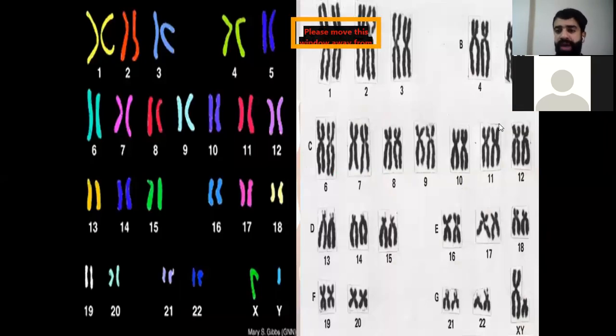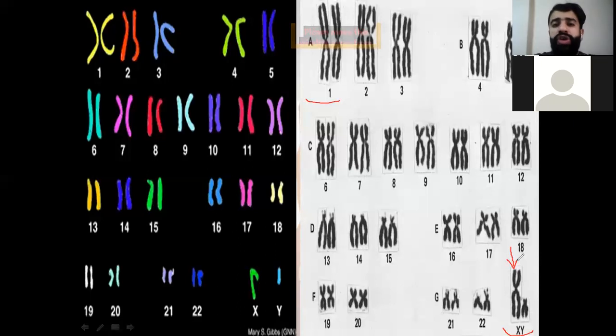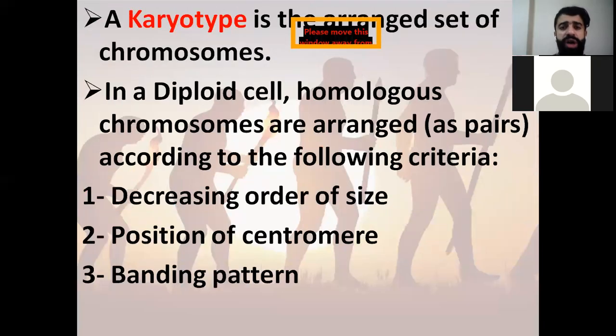Here is the karyotype. The chromosomes here are arranged according to a specific criteria. As you know, you have 23 pairs, from pair number 1 to pair number 23, which is the sex chromosome or the gonosome. So the arranged set of the chromosomes is referred to as the karyotype. How are the chromosomes arranged in the karyotype? First of all, you have to know that the chromosomes are arranged as pairs. So chromosome pair number one, pair number two, pair number three, pair number four, and so on.